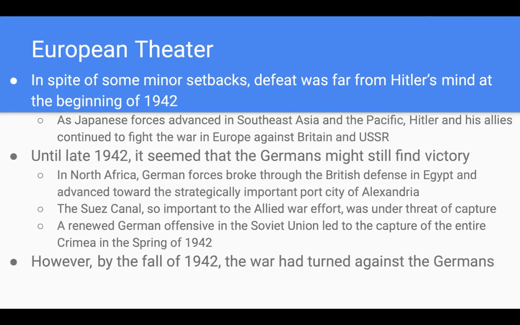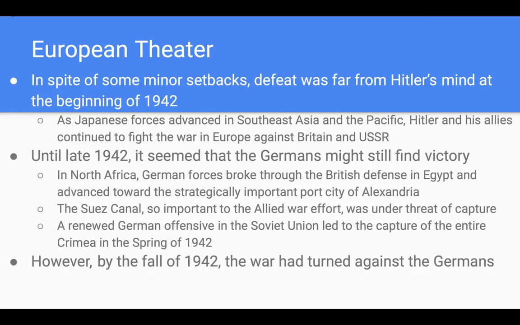European theater. So in spite of some minor setbacks, defeat was far from Hitler's mind at the beginning of 1942. As Japanese forces advanced to Southeast Asia and the Pacific, Hitler and his allies continued to fight the war in Europe against Britain and the Soviet Union. Till late 1942, it seemed as if the Germans might still find victory. In North Africa, the Germans broke through the British defense in Egypt and advanced toward the strategically important port city of Alexandria.